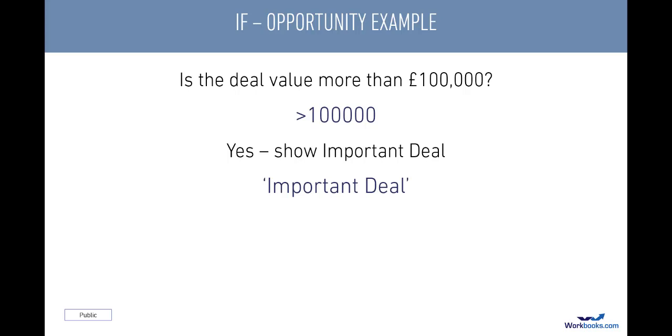Notice that there are apostrophes around the words to show the system that you want to return a string of text. If the condition is not met, i.e. the opportunity value isn't more than 100,000, don't show anything. To show this in a report, you can use what's called a null function. If you type in the word null with no apostrophes, there won't be anything in that report column for opportunities that aren't worth more than 100,000.